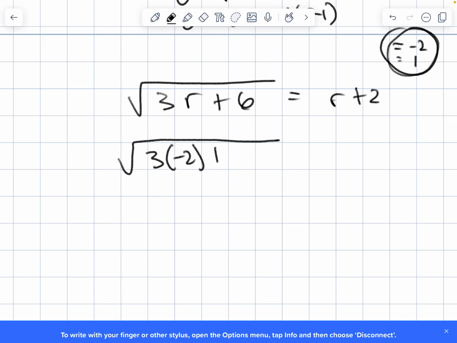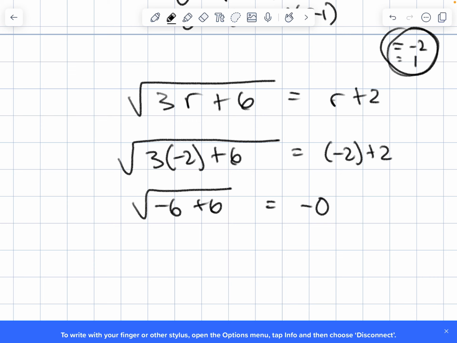3 times negative 2 plus 6 equals negative 2 plus 2. That's going to be negative 6 plus 6, which is 0. And this is going to be 0. And so this works. Our first solution, negative 2, is a winner.